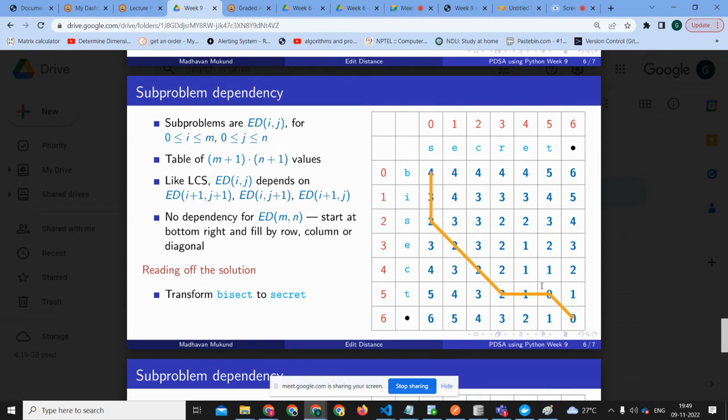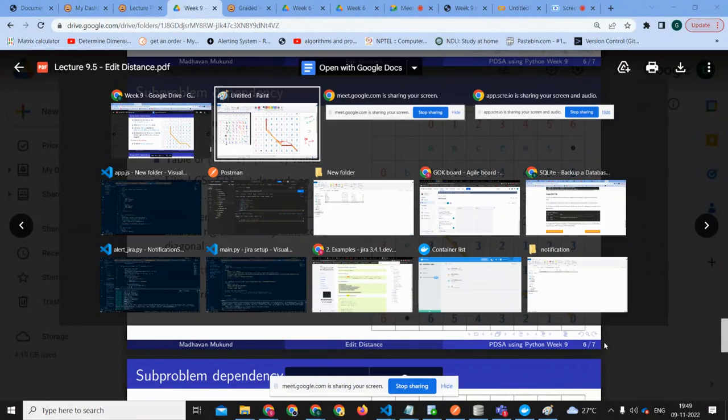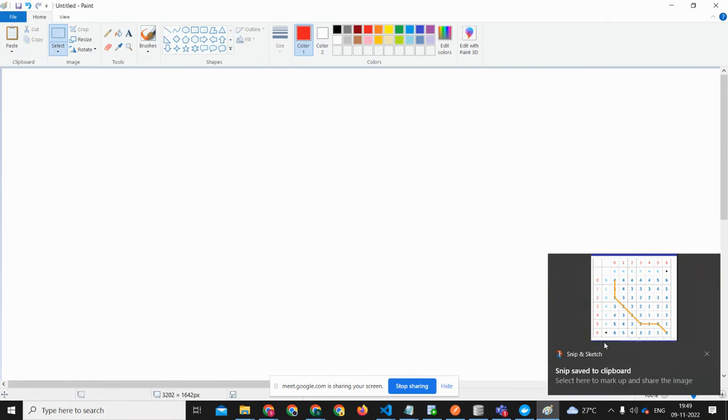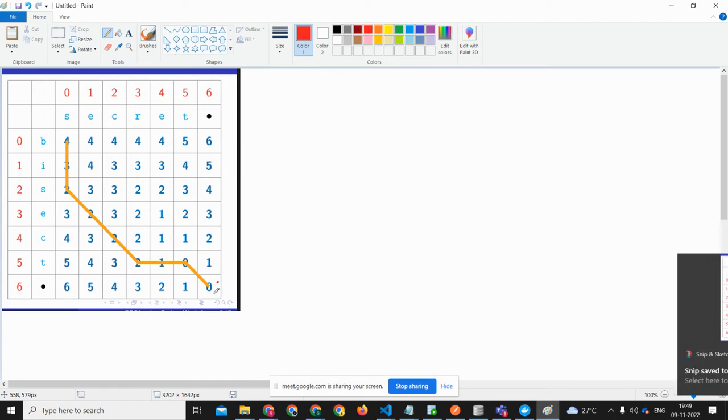Sorry, I didn't get your question. Am I right in my understanding? This line represents two things: converting secret to bisect or bisect to secret. While populating the numbers, you started from the bottom right, and you have already populated this matrix. Vikram, can you hold on a minute? Let him write the words on the side. Vikram, from bottom to top means it's bisect, right? We are converting bisect to secret? No, secret to bisect.